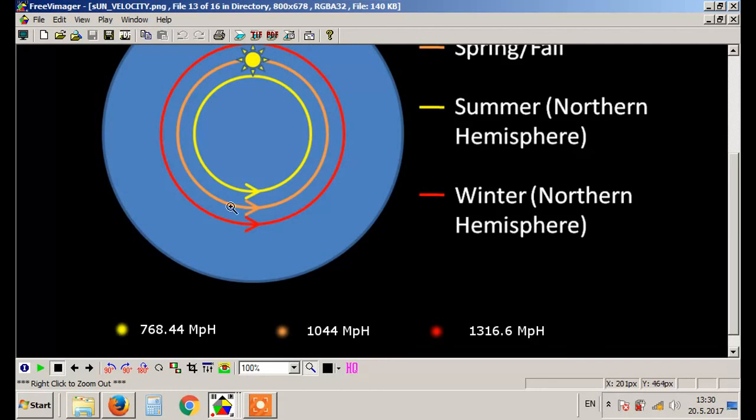Okay, when it's at the equator, it is spring, fall. It is the orange circle, and it says 1044 miles per hour, and that is supposedly the spinning of the Earth at the equator, which is not. And we have this red circle. It represents the winter in the northern hemisphere and the summer in the southern hemisphere, and it is where the sun is having the highest speed or velocity, 1316 miles per hour, and in that part of the year the sun is hottest, and that's why in the southern hemisphere the summer is hotter than summer in the northern hemisphere. It makes sense. It perfectly makes sense.